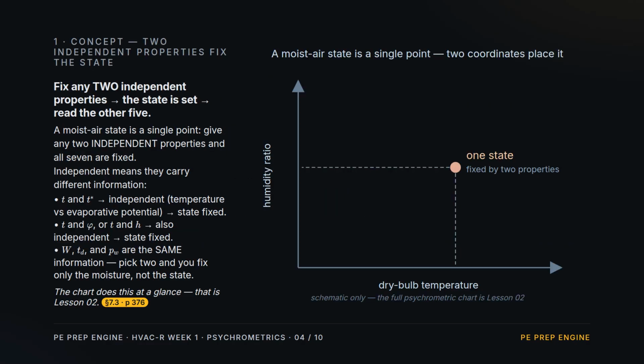Concept 3. The core idea, and it's the whole method. A state is a single point. Fix any 2 independent properties, and every other one is set. Independent means different information. Dry bulb and wet bulb work, dry bulb and relative humidity work. But humidity ratio, dew point, and vapor pressure are all the same information. Pick 2 of those, and you've pinned only the moisture, not the state. 2 independent inputs, then the chart or the relations hand you the rest.